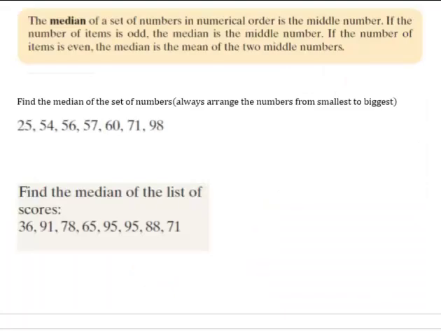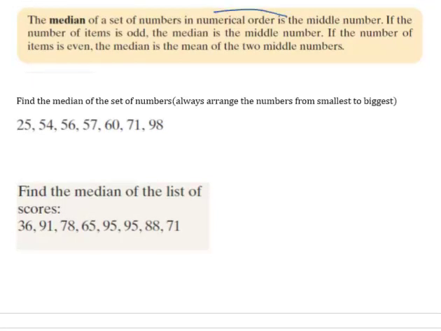The next thing we're going to talk about is what we call the median. It says the median of a set of numbers in numerical order, meaning they need to be arranged from the smallest to the biggest, is the middle number. If the number of items is odd, the median is the middle number. If the number of items is even, then the median is the mean of the two numbers. So let's see what we mean by that.